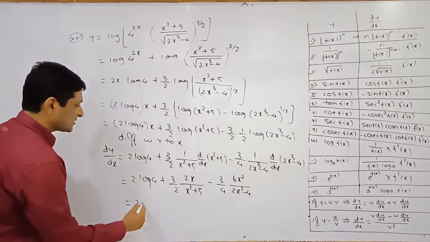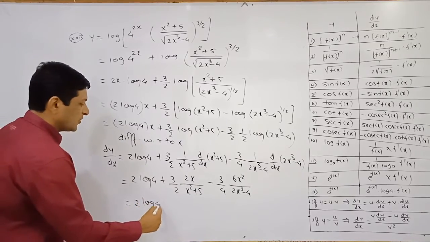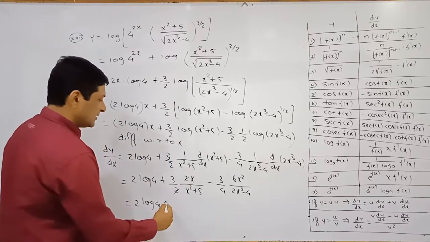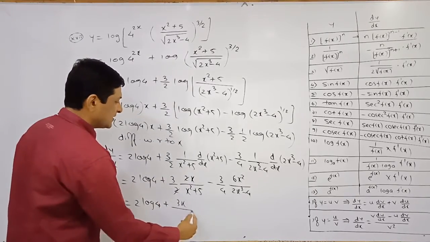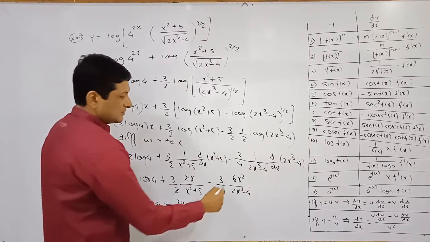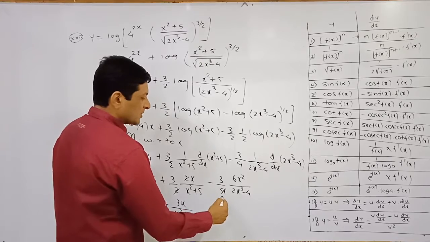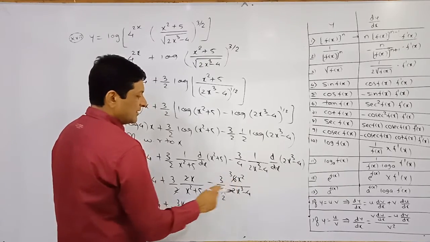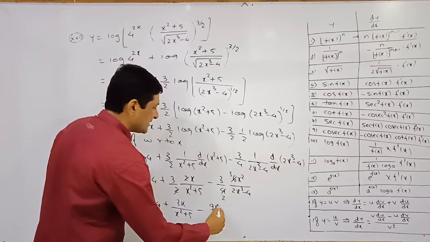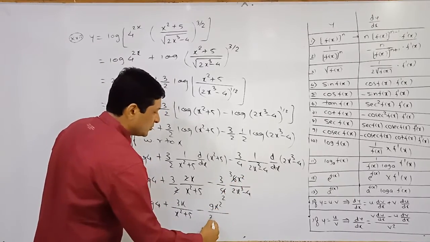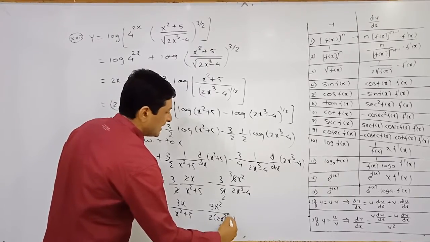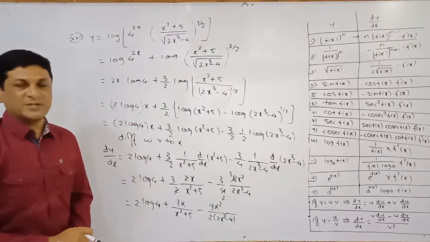So here keep the first term 2 log 4 as it is. Here after cancelling 2 from numerator and denominator, in the numerator we will get 3x, and in the denominator we will get x square plus 5. Here both the numbers are divisible by 2. 2 2s are and 2 3s are. So 3 into 3 will become 9. So here we will get minus 9x square, and in the denominator we will get 2 into 2x cube minus 4. And in this way we have got the required differentiation.